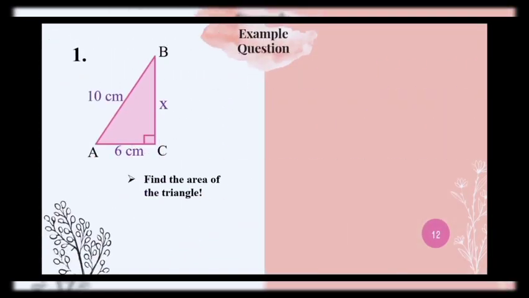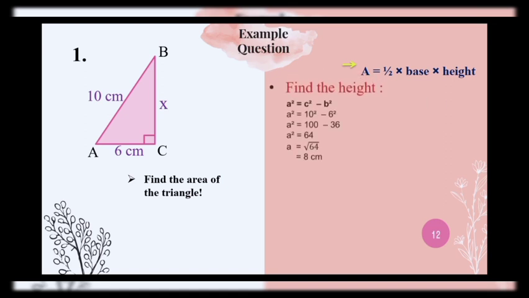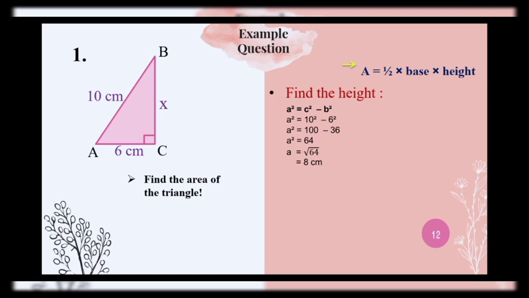And next is an example question for the Pythagorean theorem. The question is: find the area of the triangle. And we know the formula of area is a half times base times height. But in the picture, we haven't known the value of height, so we should find the value of height. And the formula is a squared equals c squared minus b squared. This is the formula we use from the Pythagorean theorem.